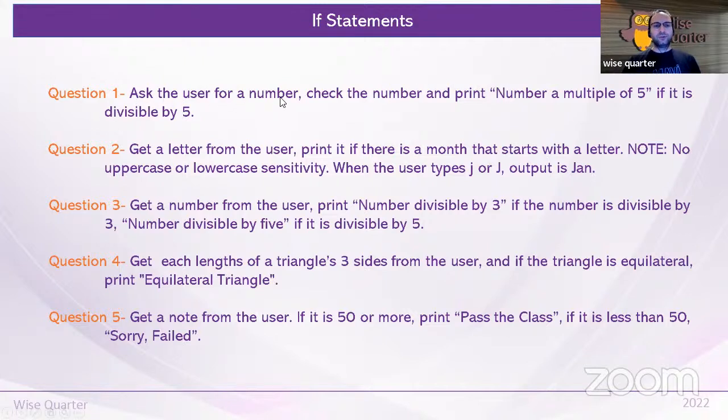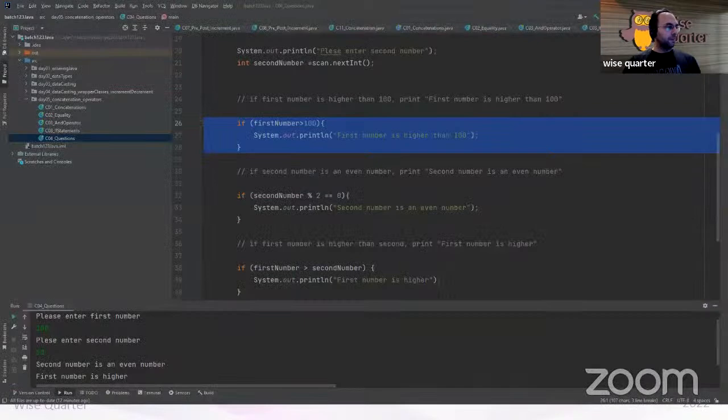It says ask user for a number and check the number, and print number is a multiple of 5 if it's divisible by 5. Okay, this question is an easy one and very similar to the one we have solved, but still, let's solve it. I will try to find the question from the slide and copy it. I couldn't find it yet. It should be somewhere here. Okay, I found it.